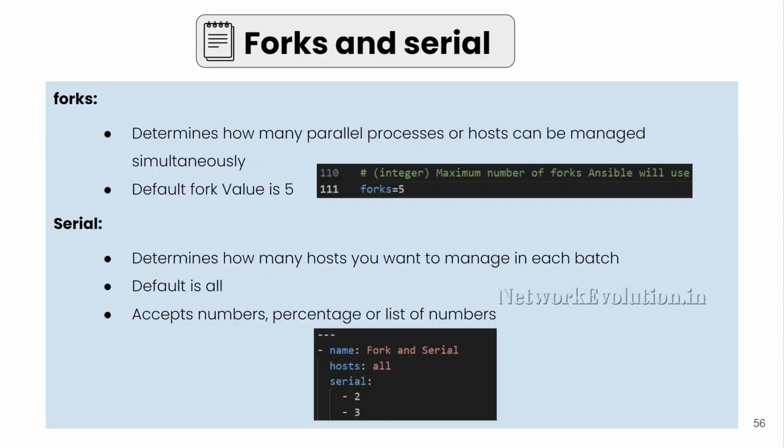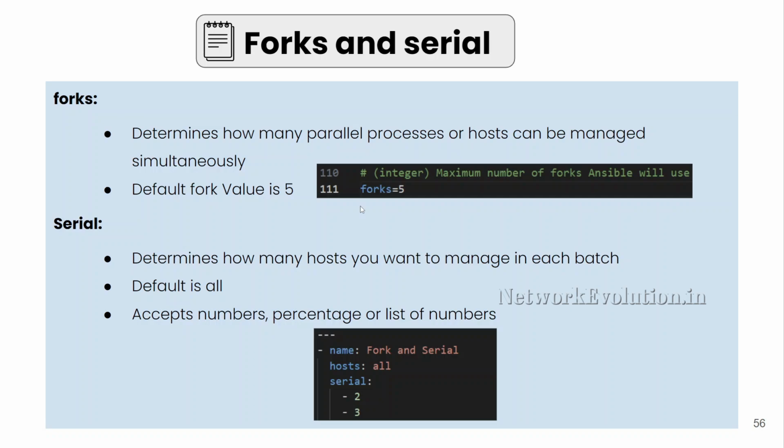In this tutorial, we'll see forks and serial option in Ansible. Forks determines how many parallel processes or hosts can be managed simultaneously. The default forks value is 5. For example, if you're running a task against 10 hosts, Ansible by default runs this parallelly on only 5 nodes. If you want to increase that, you need to increase the forks value. We'll see this with an example.